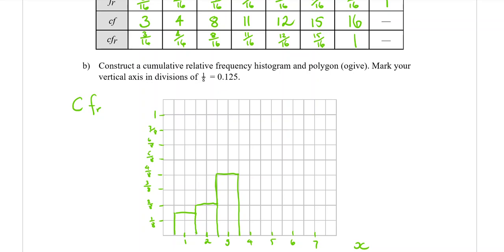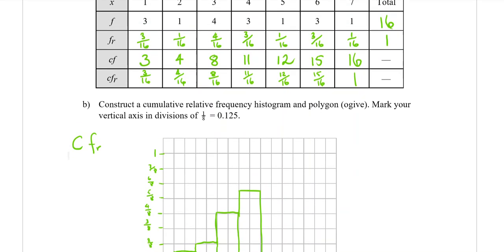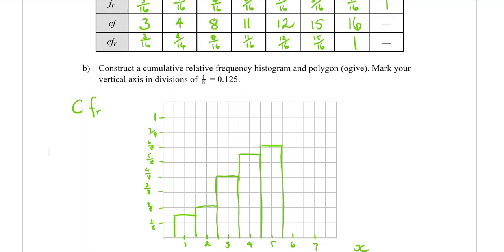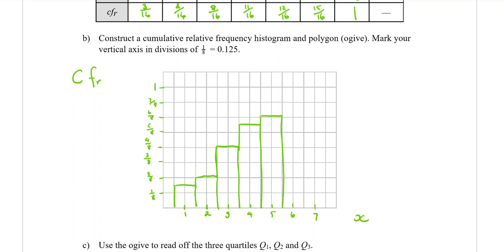4 is 11/16. How high am I going now? 5.5, yes. 5 is 12, which is going to go up to 6. 6 is 15 over 16, which will be 7.5. And then 1 should be all nice and neat and ruled, nice perfect straight lines.